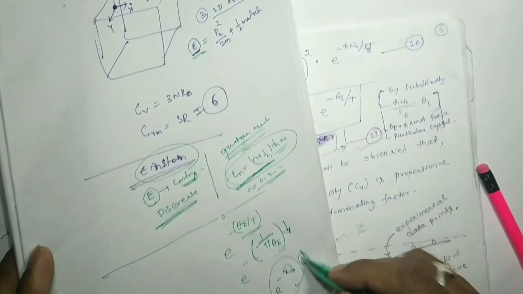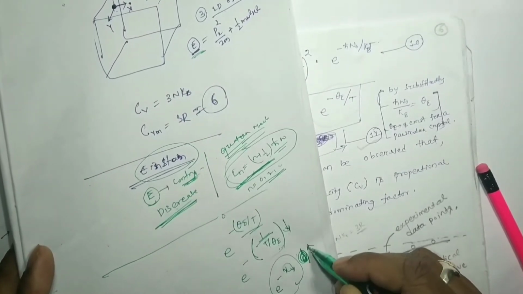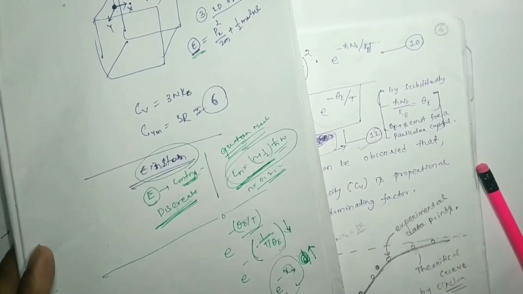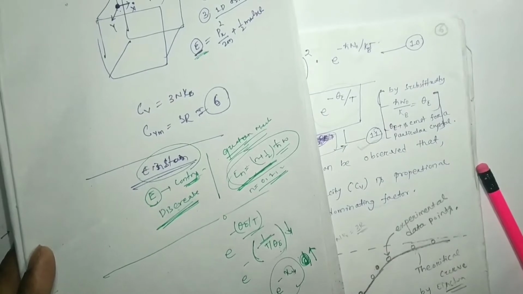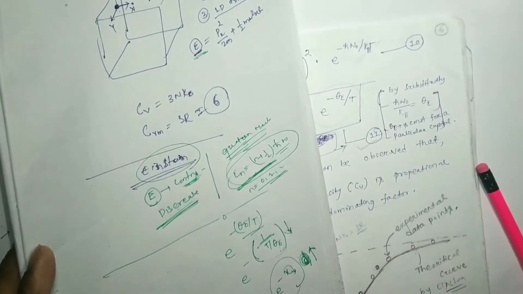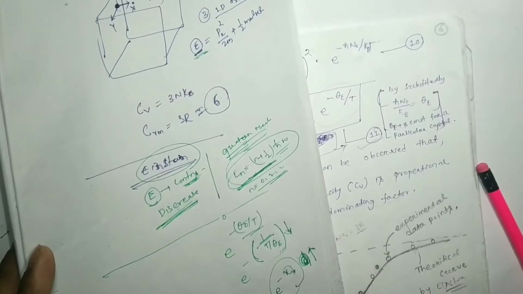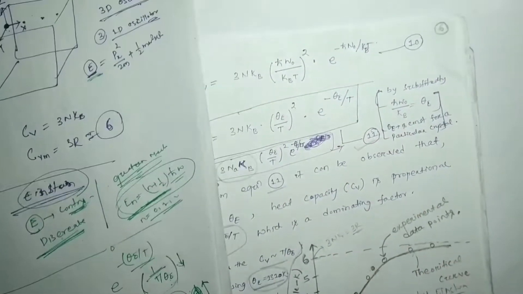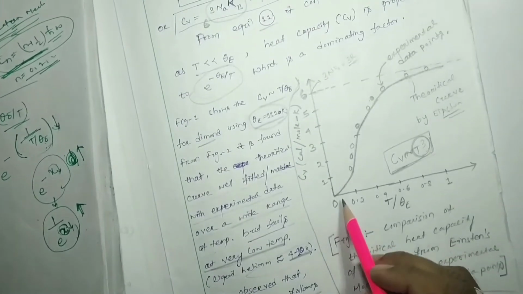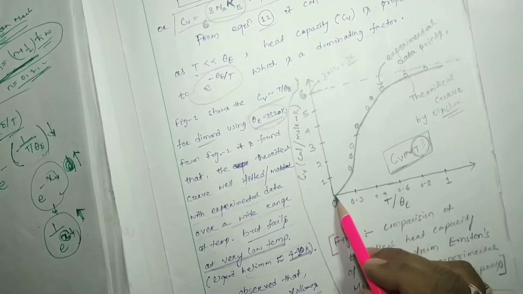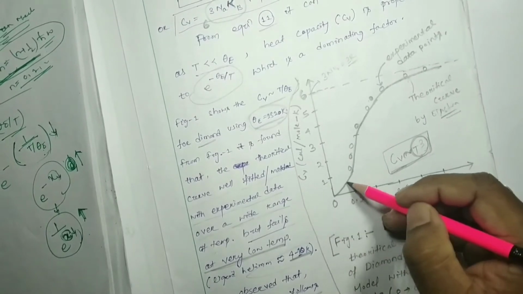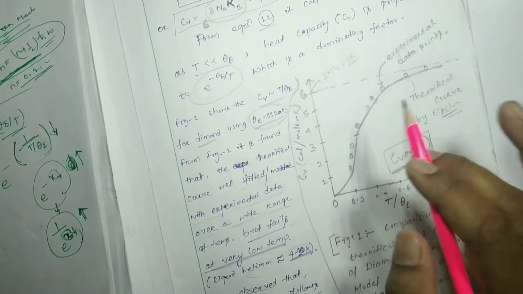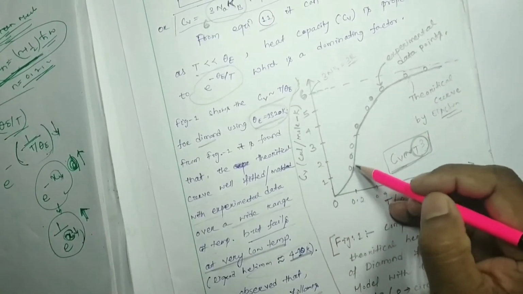Sorry, it is going to increase, because this is nothing but 1 by e to the x. If e to the x is going to decrease, this whole is going to increase. So here you can see that as t by theta e increases, this value also increases. That means Einstein also explained why it has to increase.